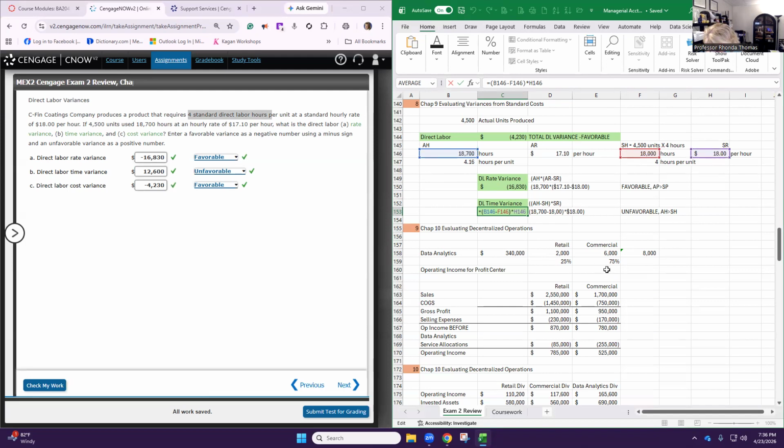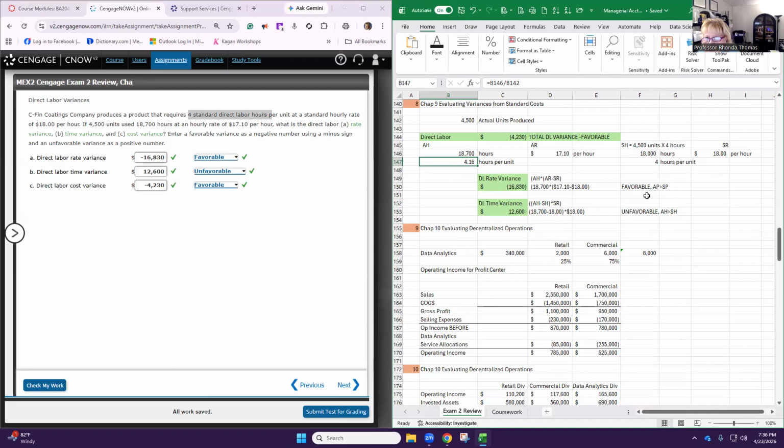And that got us an unfavorable variance because we are using more hours than we're supposed to. We're only supposed to be using 4, but we're using 4.16. So we have a favorable and an unfavorable.